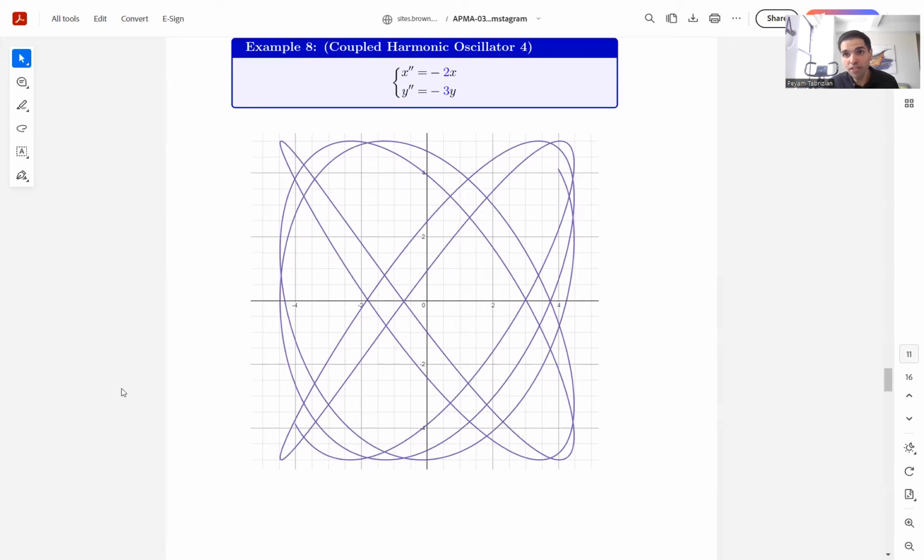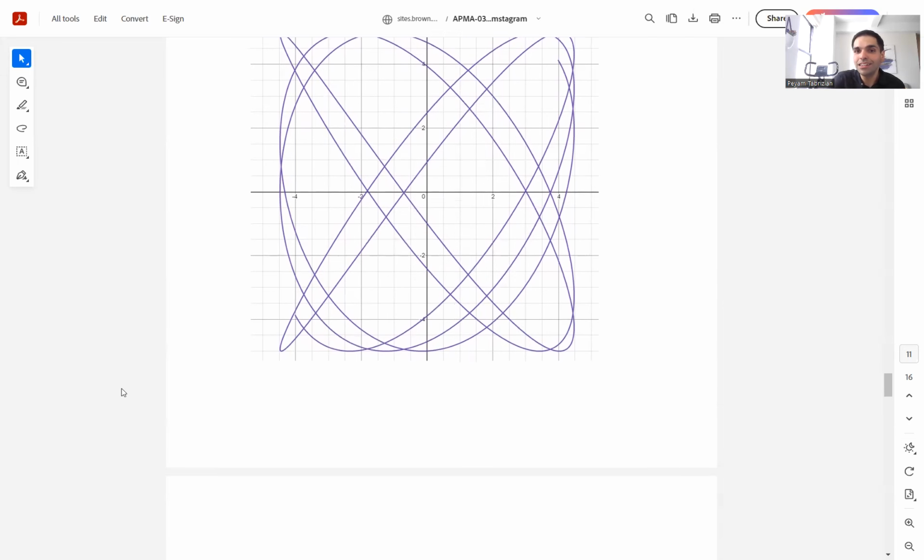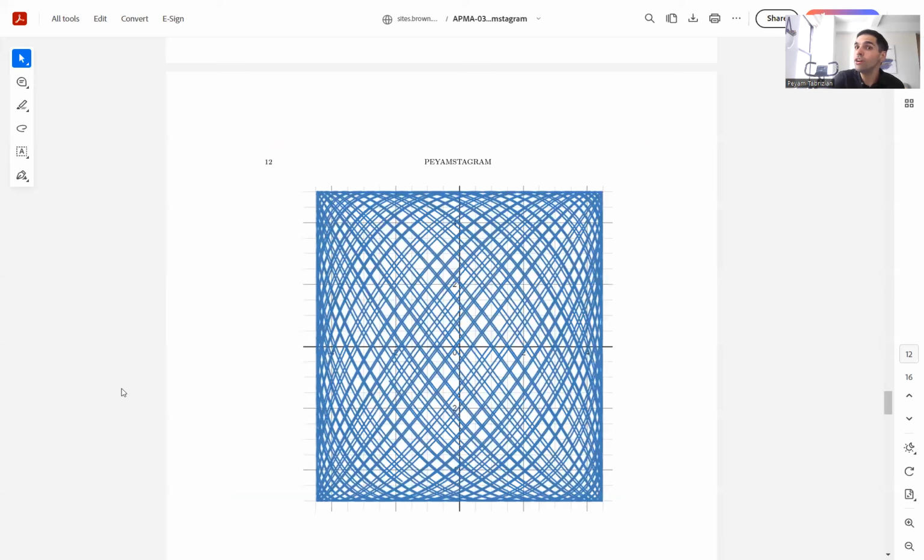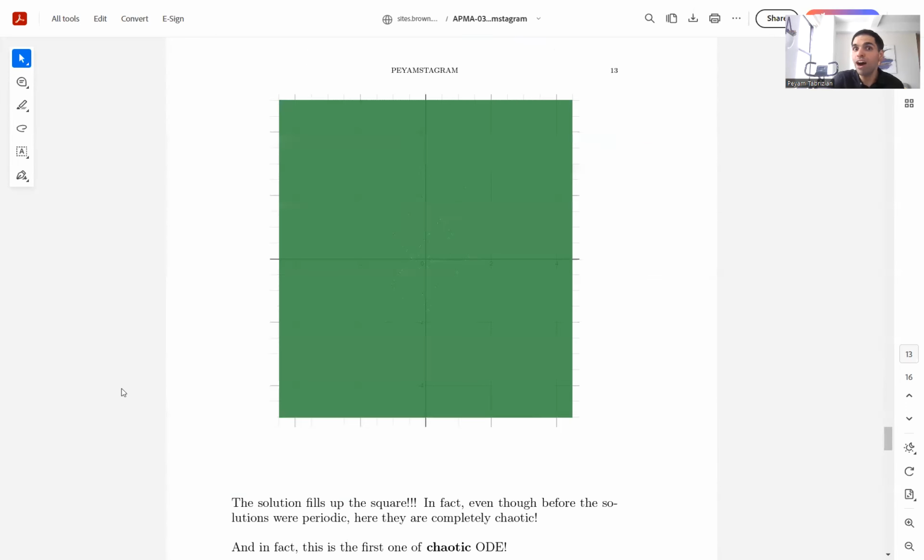And at first sight, it looks okay. But if you let t run quite a while, then it turns out you get this figure. And if you let t get even larger, then in fact, it fills up the square. I mean, it's kind of cool because even though before the solutions were periodic, if you change the ratio of frequencies to become irrational, you get one of the first examples of a chaotic ODE.